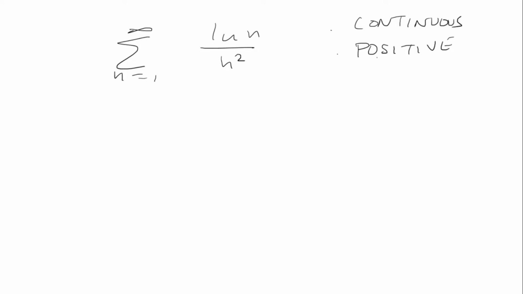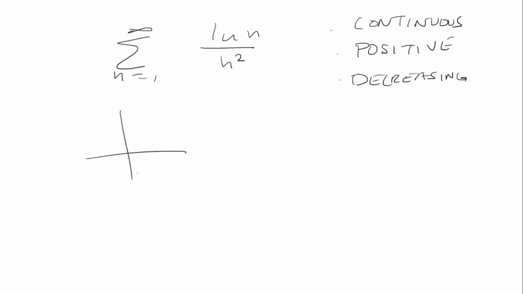Continuing, we have the sum of n equals 1 to infinity, ln of n over n squared. We want to verify that we can apply the integral test here and then actually use it. So the condition first was f being continuous, and then being positive and decreasing. So here ln of n over n squared is definitely positive for n equals 1 to infinity.